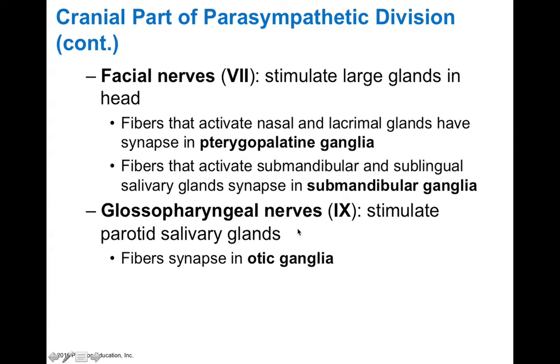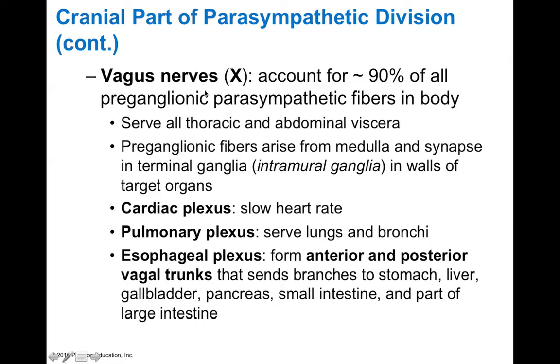Glossopharyngeal nerves also carry parasympathetic nervous system information, or cranial nerve number 9 rather, and this stimulates the parotid salivary glands, and these fibers are in the otic ganglia. Now the vagus nerve is the biggest, and this accounts for 90% of all preganglionic parasympathetic fibers in the body. Now remember, vagus is the wanderer, cranial nerve number 10. It goes down your neck, and it serves all thoracic and abdominal viscera.